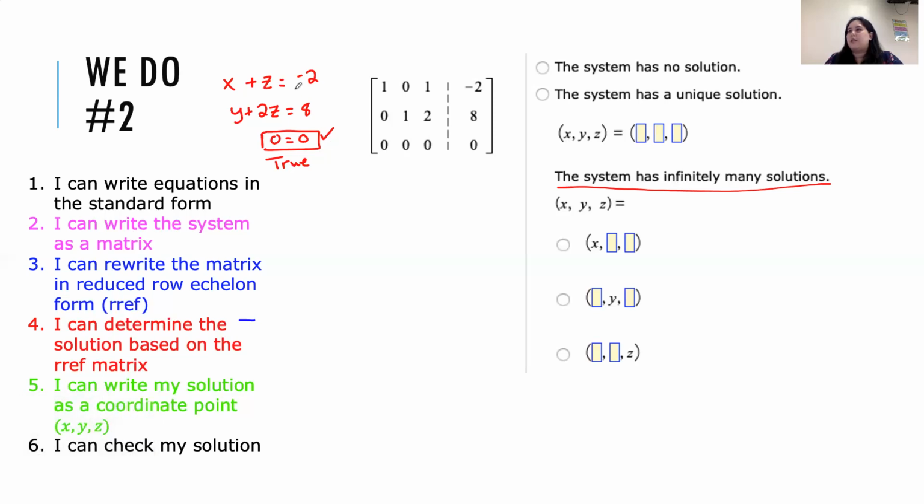I can rewrite x plus z equals negative 2 as x equals negative 2 minus z. And we can rewrite y plus 2z equals 8 as y equals 8 minus 2z. So x and y depend on z to determine their value. We would pick that z can be whatever we want it to be, but then I would use the formula negative 2 minus z for x and 8 minus 2z for y, and z is just whatever we want it to be.